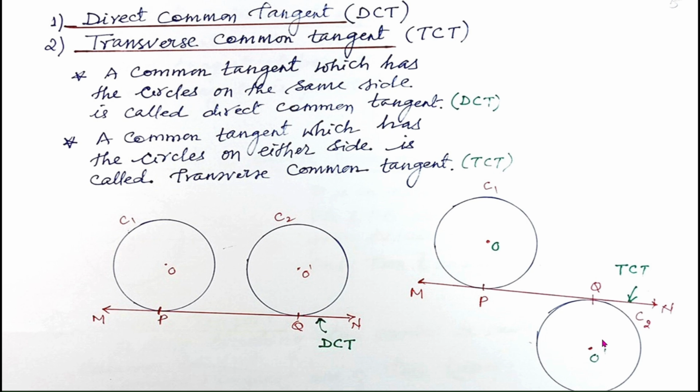Now this is a transverse common tangent. If you see, C1 is a circle with center O, C2 is a circle with center O dash, and MPQN is a common tangent. But here the difference is that the centers of the circles C1 and C2 are on either side of the tangent, and therefore this is called a transverse common tangent. So that is the difference. If the centers lie on the same side of the tangent, it is a direct common tangent. If the centers lie on either side of the tangent, then it is a transverse common tangent.